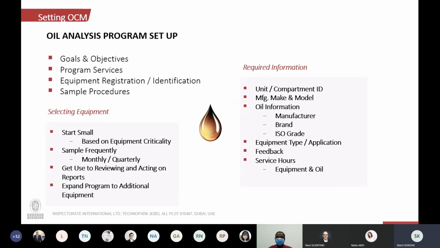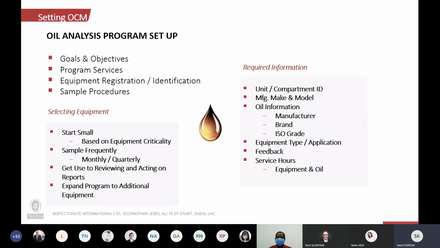and put it into place. Then you have to have proper registration of the equipment with proper identification, and then sampling procedures. BV will advise you what type of sampling procedures is fit for this particular application. So the selection of the equipment is very important. And if you don't have this program in place, you have to follow a certain scheme of work or schedule by starting small, for example, based on the equipment criticality.